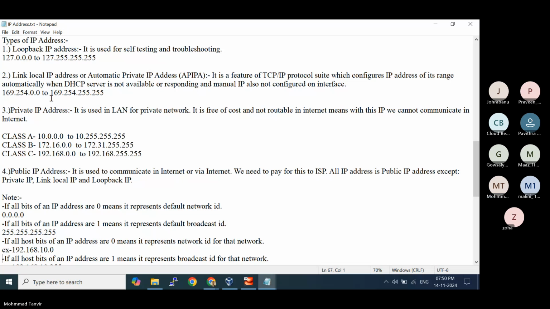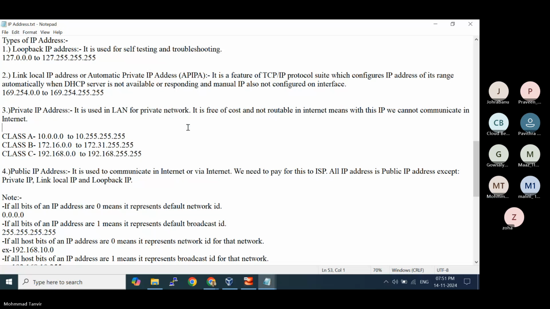Now, the next is private IP address. Private IP address is used in LAN, and for every class, IANA has given private IP addresses. Private IP addresses are free to use. Anyone can use them. That's why you will see everywhere they are using 192.168 like this. If you want to create a large private network, you will use class A private network IPs. If you want, you can use class B or class C. This IP address is free of cost, but using this IP you cannot access the internet.